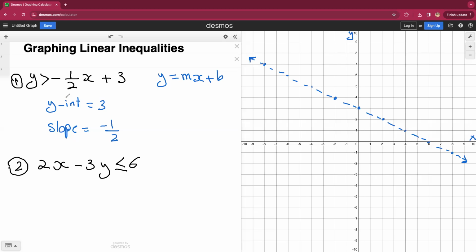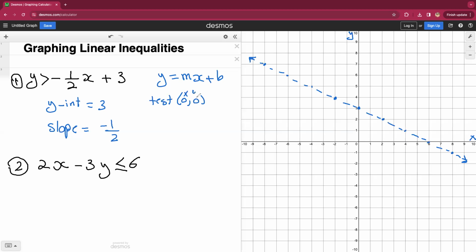Now, how do we shade? To shade this, all I need to do is take any point on the graph. We always encourage you to take 0, 0 if the graph doesn't go through 0, 0. If it goes through 0, 0, then you shouldn't use that point. But 0, 0 is the easiest point to use. So we're going to test 0, 0 in this equation here.